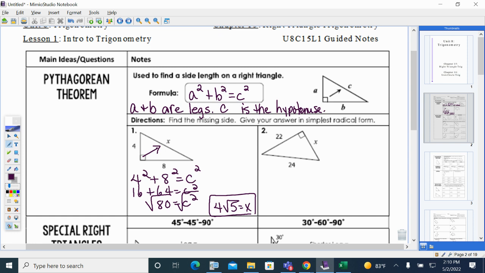I'm going to go ahead and work number 2 because it's slightly different. In number 2, you are given the measure of the hypotenuse. So we're looking for x. So x squared plus 22 squared is equal to 24 squared. So x squared plus 484, which is what 22 squared is, and then 24 squared is 576. In this instance, what we have to do is subtract the 484, and we get x squared is equal to 92. Then when we square root both sides, again, you're going to simplify that radical, and x is equal to 2 times the square root of 23.